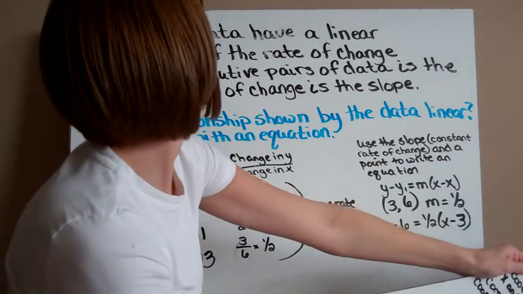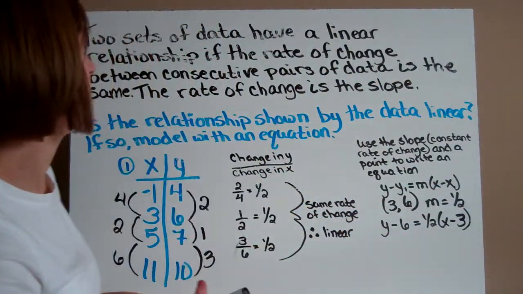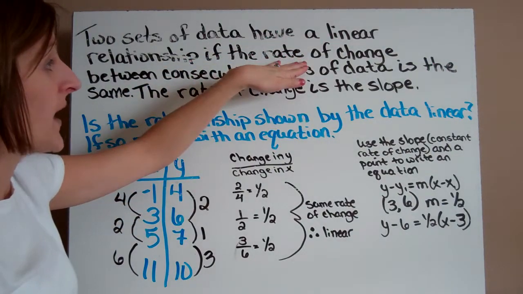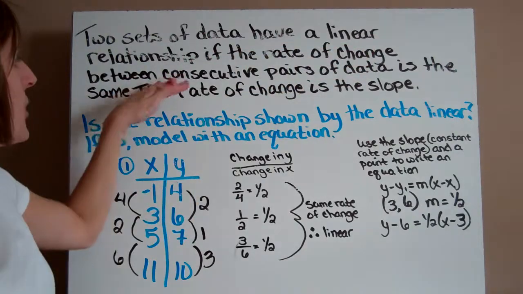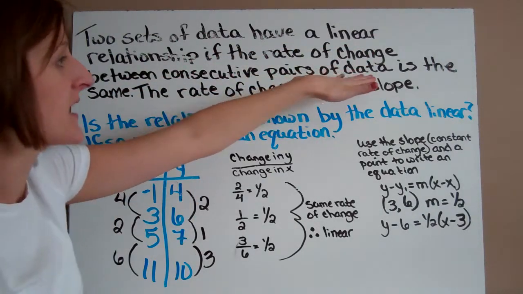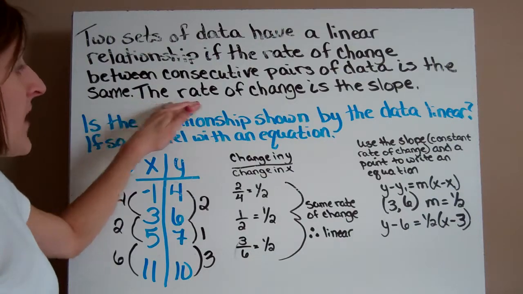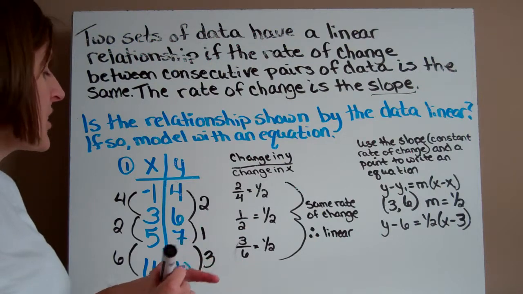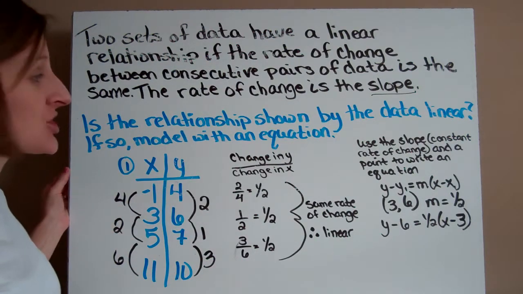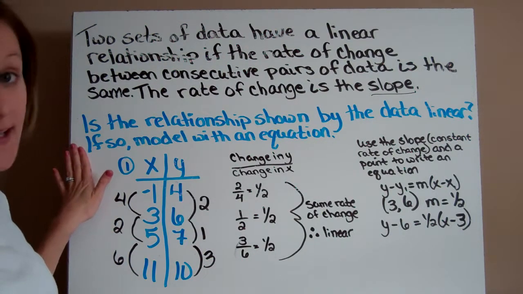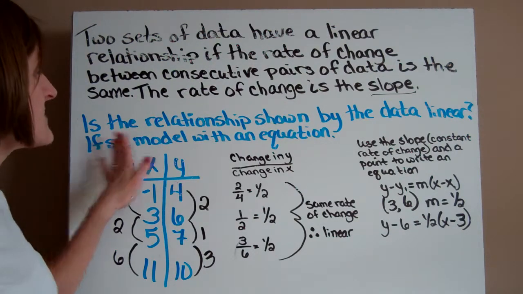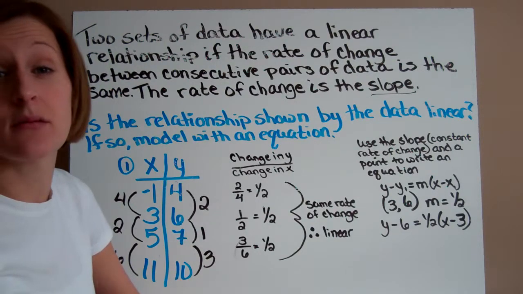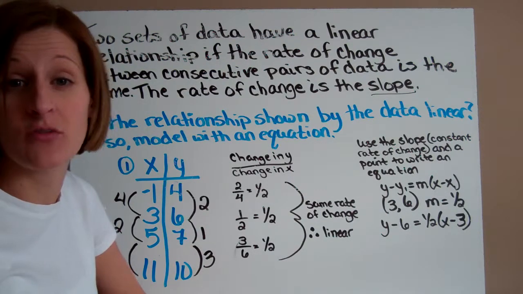Alright, now, let's see if two sets of data have a linear relationship: if the rate of change, and remember that's slope, between consecutive pairs of data is the same. The rate of change, remember, is going to be our slope. Alright, so we're going to look at this. Is the relationship shown by the data linear, a straight line? And if so, we're going to model it with an equation. Now, one thing you could do is plot your points and see if they follow a straight line.